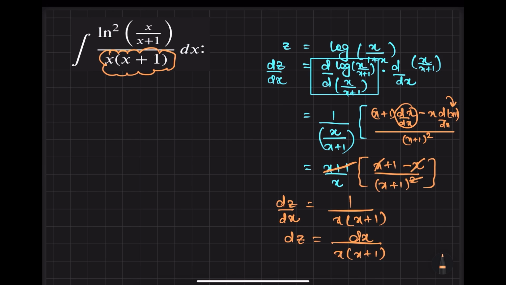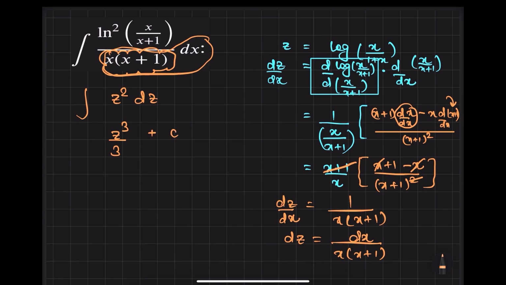Now let's convert our question into z. You have taken log x by x plus 1 as z. So it is z square. Now this thing will become dz. Now can you do the integration of z square with respect to z? So it is z cube by 3 with integration constant c.